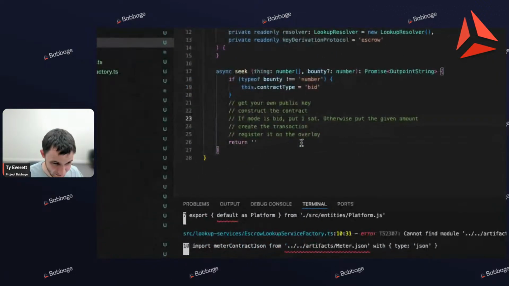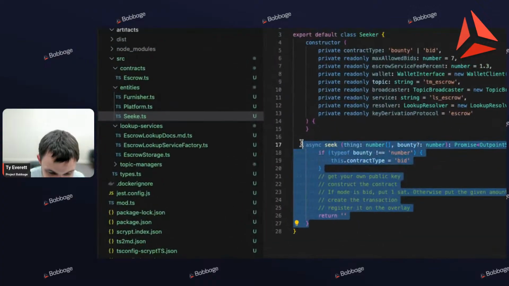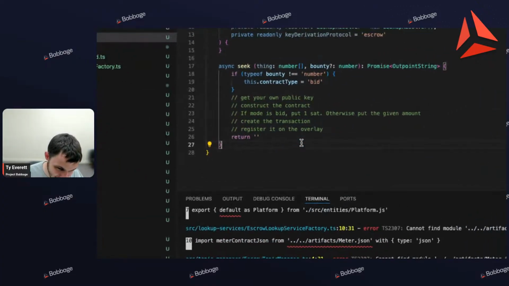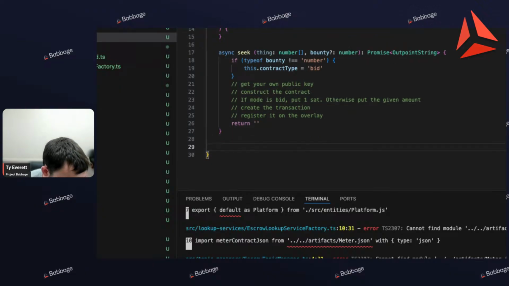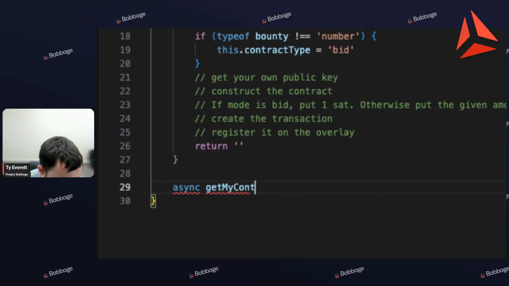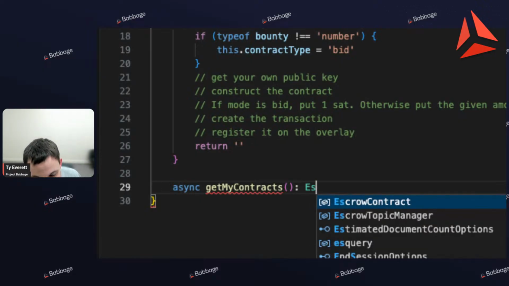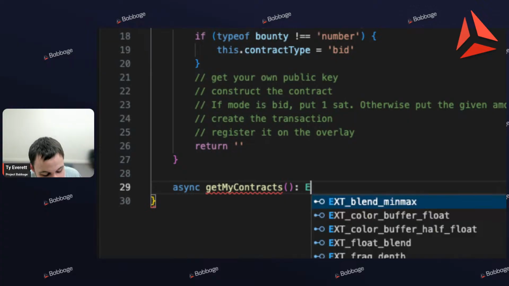We kind of figured that out. I made a contract. Now I have it on the overlay. I want to find all of my contracts. So, get my contracts. What do I get back? Well, a representation of each contract in the form of some type that is not yet defined.